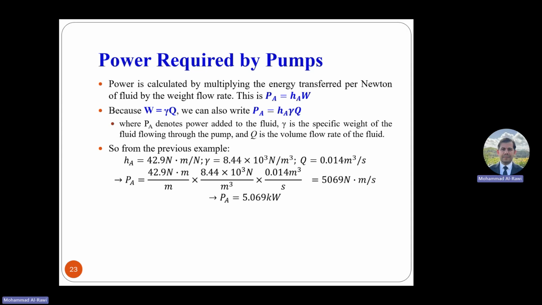So HA is already calculated. Gamma is 8.44, and Q, 0.014, is given to us. You bring the equation together for the power required by the pump, multiply these values, and you get about 5.069 kilowatts of power required to operate the pump.